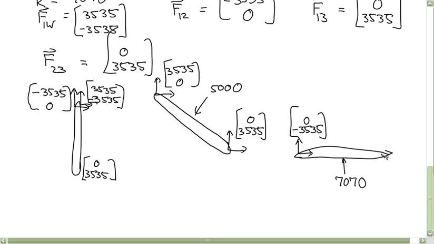And then this is F32, equal and opposite to 2, 3. So we have 0, negative 35, 35.